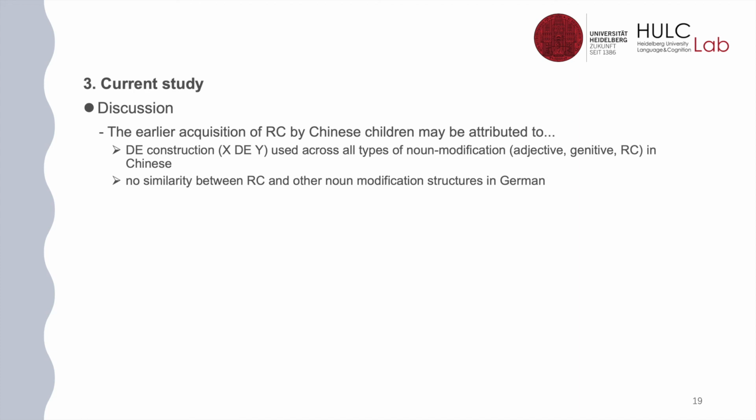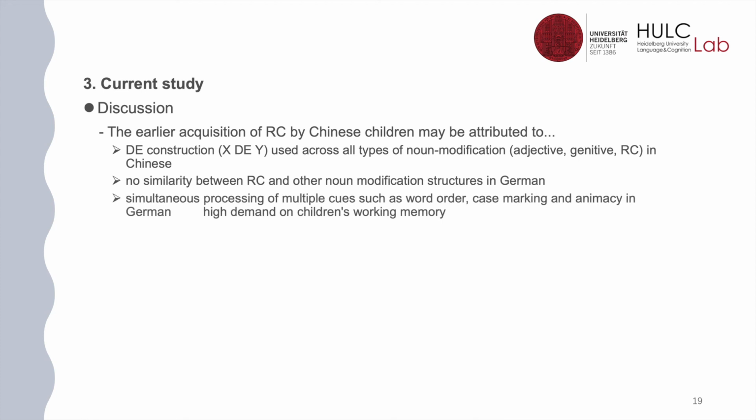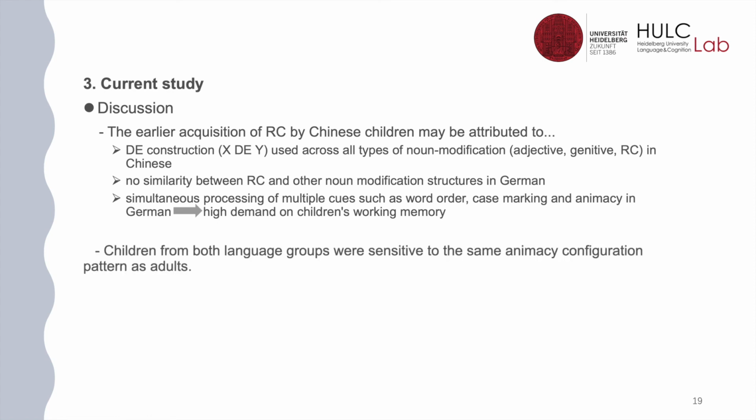To produce RC, German children must process several cues such as word order, case marking, and animacy simultaneously, which places a high demand on children's working memory. As a result, RC acquisition is delayed in German relative to Chinese. This study also evidences a language general advantage for the preferred animacy pattern, which suggests that children from both language groups were sensitive to the same animacy configuration pattern as adults.